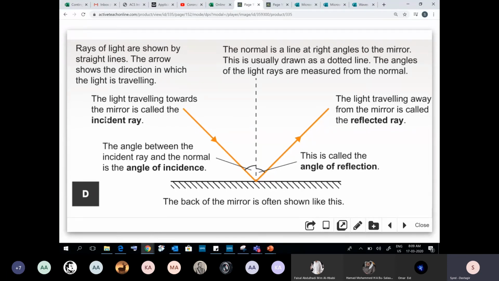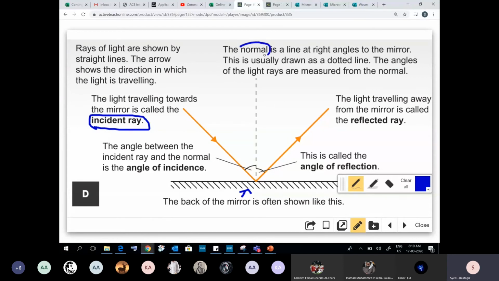The light traveling towards the mirror is called, somebody? Somebody help? It's called the incident ray. Okay? Called the incident ray. Very, very important. We understand this. Okay. Now this here, this is a mirror, this thing at the bottom, where the light rays reflect on. So the angle between the incident ray and the normal. Now the normal, what's the normal? The normal, which is a line, is at right angles to the mirror, and everyone should know what a right angle is.